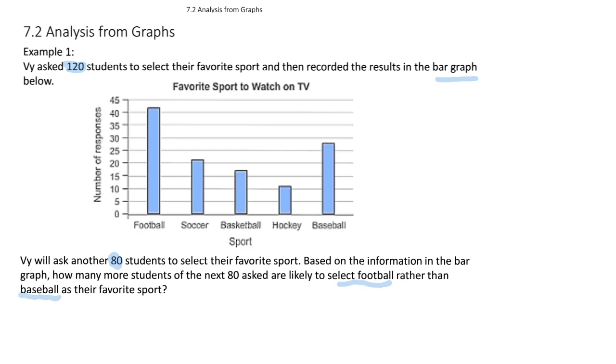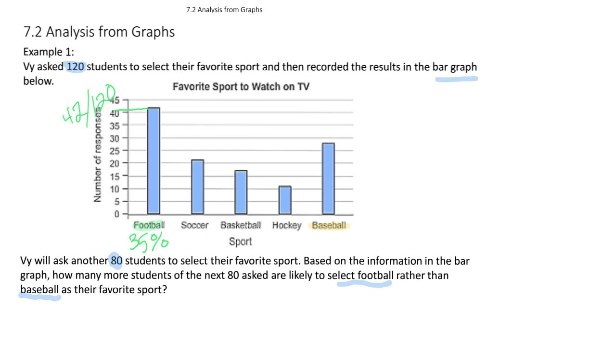So the first thing we want to do is figure out what percentage of the students chose football first, and then what percentage of the students chose baseball. So it seems like for football, about 42. So 42 out of 120. So what percentage is that? That is 35%. So about 35% chose football.